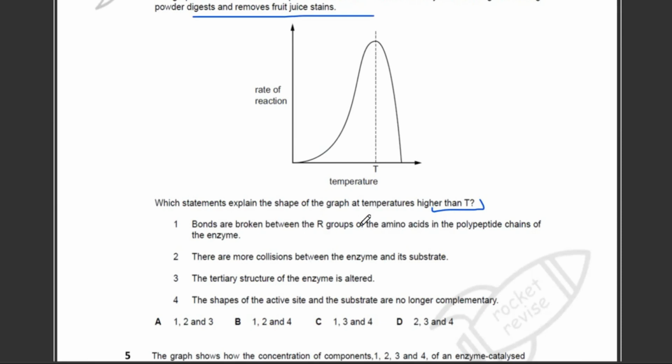Bonds are broken between the R groups of the amino acids. B, C. C. All right, just let me see. The tertiary structure is altered, yes, one is correct. There are more collisions between the enzyme and substrate, two is wrong. The shapes of the active site and substrate are no longer complementary. So yes, 1, 3, and 4. This is C.